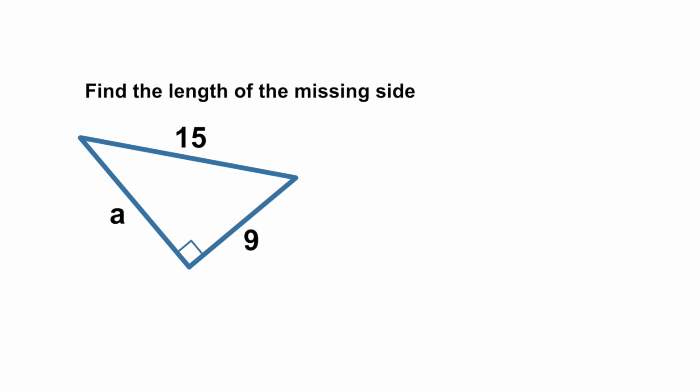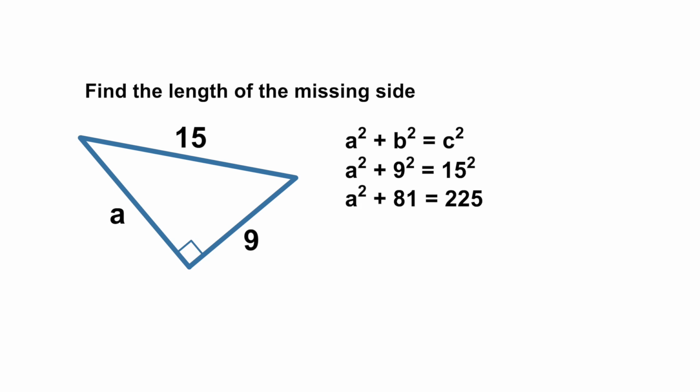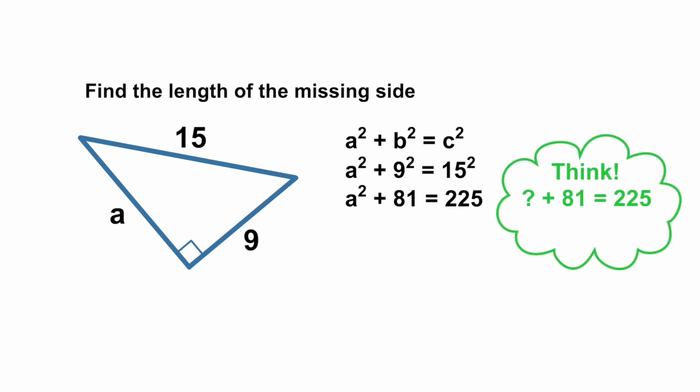Now it's useful to start with the formula. So let's write down a squared add b squared is equal to c squared. So we have a squared add 9 squared is equal to 15 squared. So that's a squared add 81 is equal to 225. We need to find a squared. What, when added to 81, is equal to 225? Well, that something must equal 225 subtract 81.